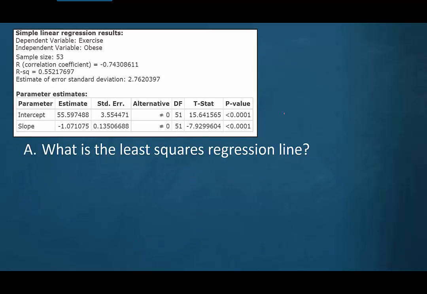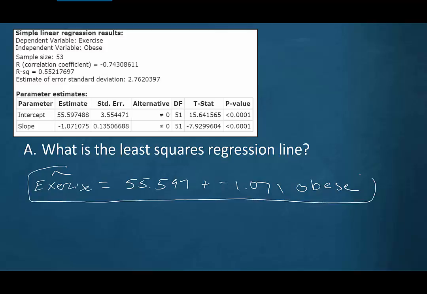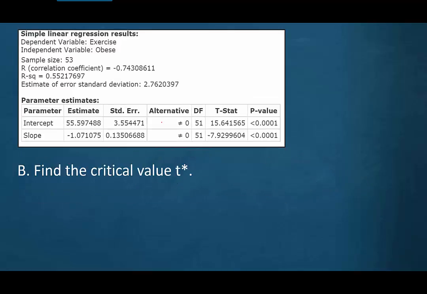So recall our form, and I'm going to use my variables, dependent variable, exercise. So I'm going to put exercise equals, and I'm going to use my intercept, which is 55.597, plus the slope is a negative 1.071, we'll say, times the obesity, which was just labeled obese. So make sure you saw where those coefficients come from. Not hard, and they do ask questions like this on AP, and you ought to be able to read computer output. So that part's nothing new.